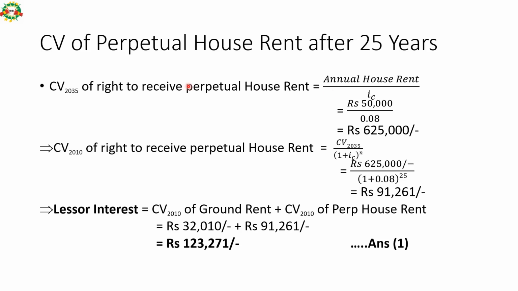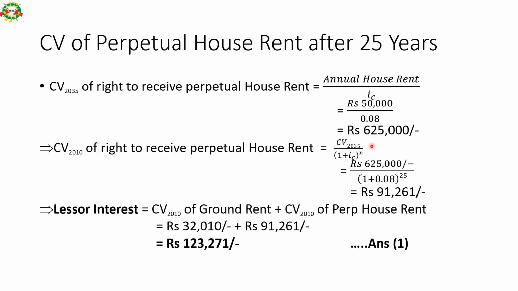So now perpetual rent. Till 25 years, the lessee will get the rent, but after 25 years, the lessor will get perpetual rent. And we know the formula for perpetual rent: to calculate the capitalized value of perpetual rent, it is annual house rent divided by yield. So in this case, after 25 years, the property will be vested with Mr. X. He will start getting 50,000 rupees every year perpetually.